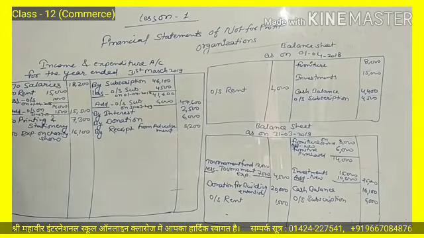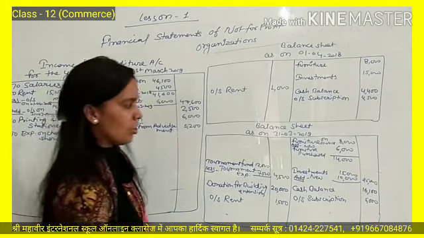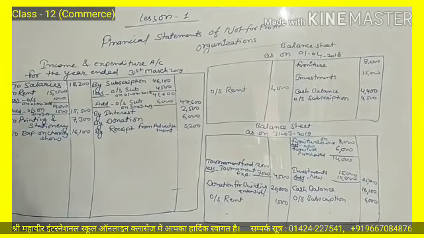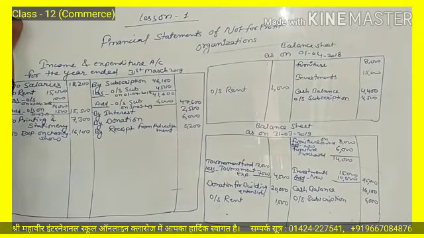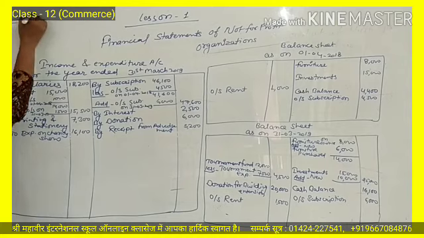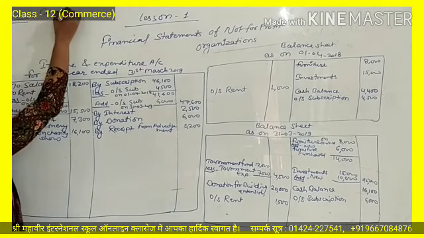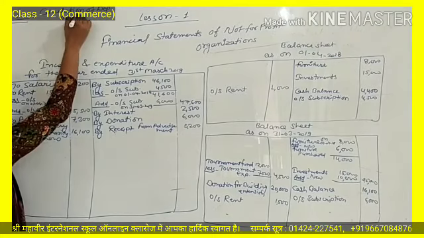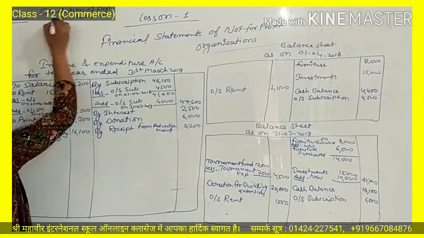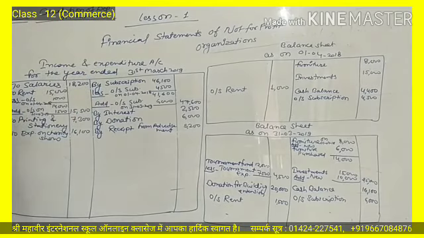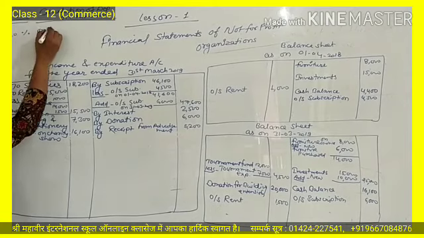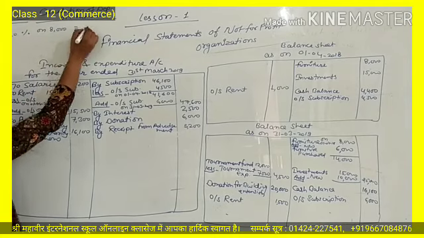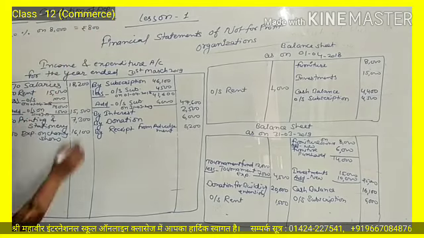Now the last point, depreciate furniture by 10%. You have to put depreciation on your furniture at 10%. So I am showing you a working note for the depreciation, that how we will calculate. Calculation of depreciation on furniture. Actually the opening balance of furniture was 8,000 rupees. So 10% depreciation will be put on 8,000, means 800 rupees is the depreciation on opening furniture.